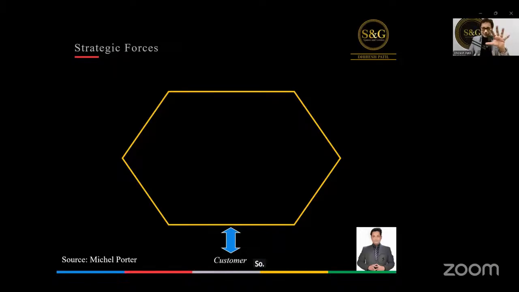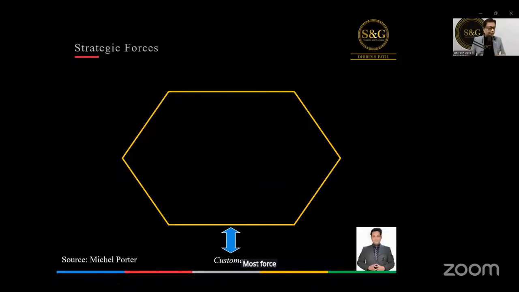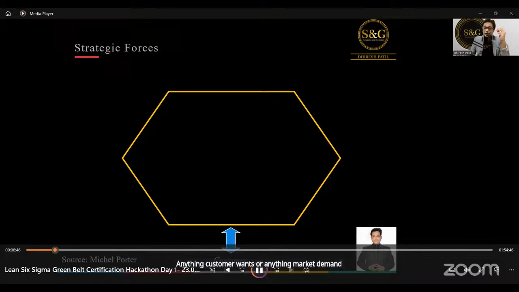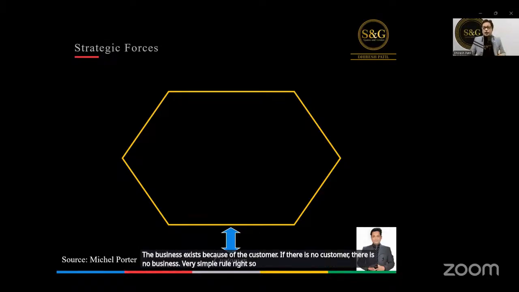So coming back to the strategic forces, any force which has the potential to change the strategy is called a strategic force. The first force is called customer, or you can say market. Anything the customer wants or the market demands, you need to change your strategy to make sure that you are delivering that, because the business exists because of the customer. If there is no customer, there is no business. Very simple rule, right? So customer is the biggest strategic force.